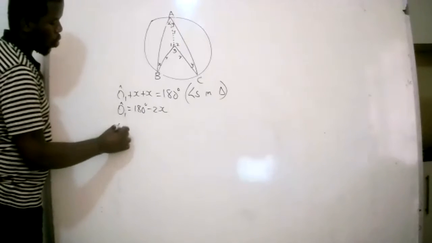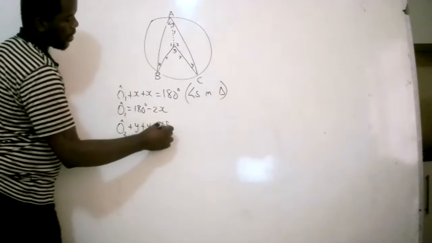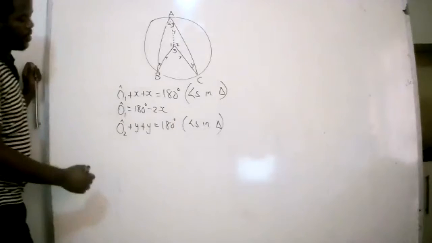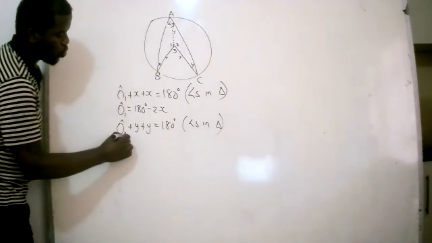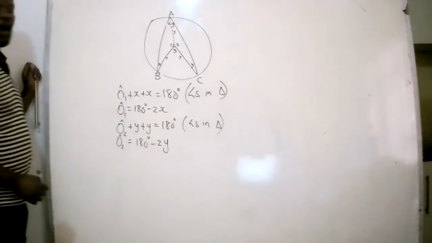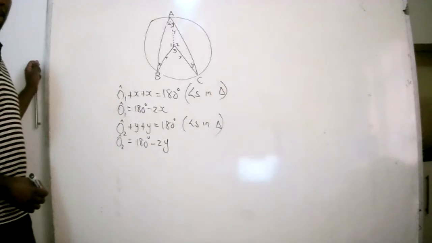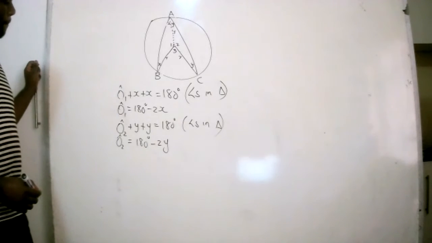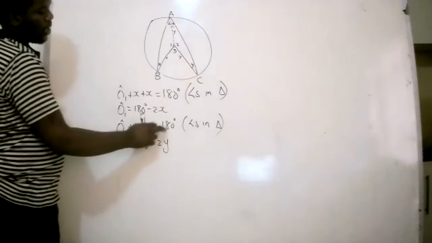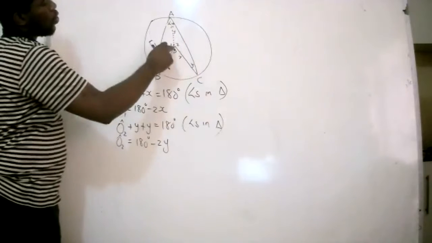We go to O2. We're going to have O2 plus 2y, which will be equal to 180, and the reason is the same. These are the angles in a triangle. So then O2 is equal to 180 degrees minus 2y. Are we together up to there? No, can I repeat it? Angle O2 plus 2y is equal to 180, because these are the angles in a triangle AOC.